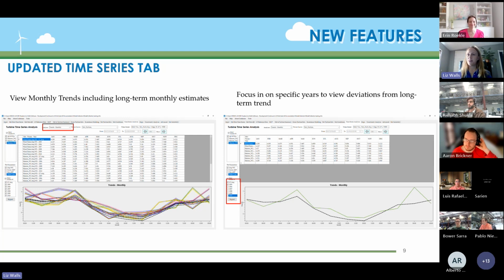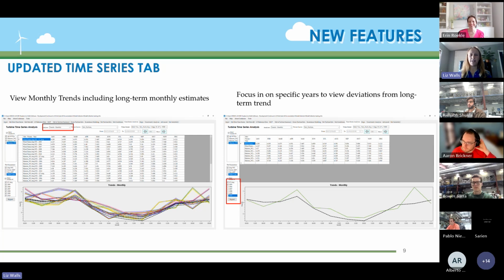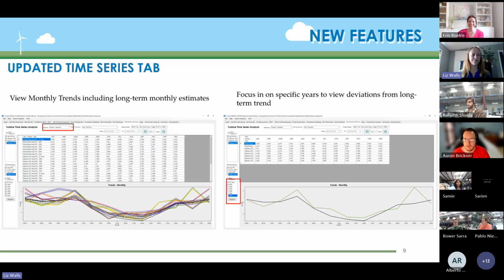So we're excited about this new time series tab. Really looking forward to feedback, suggestions, all that sort of stuff when this gets released. So don't be shy if you have comments or ideas to make it better. Really looking forward to hearing from you on that.